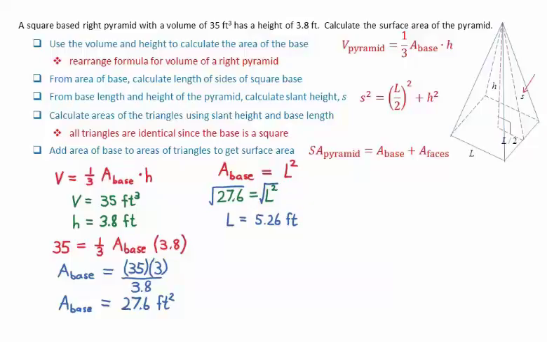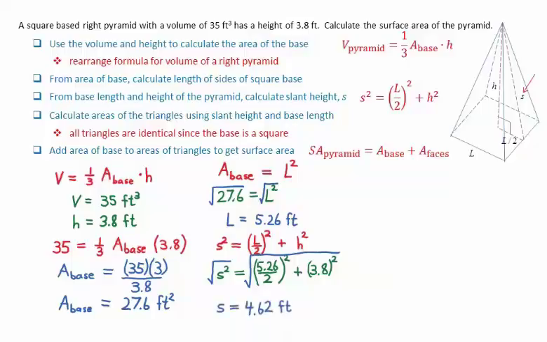We can then figure out the slant height from S squared equals (L over 2) squared plus H squared. Substituting 5.26 for L and 3.8 for H. Taking the square root of both sides gives a slant height of 4.62 feet.